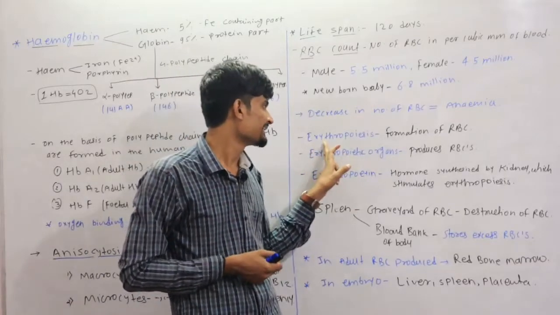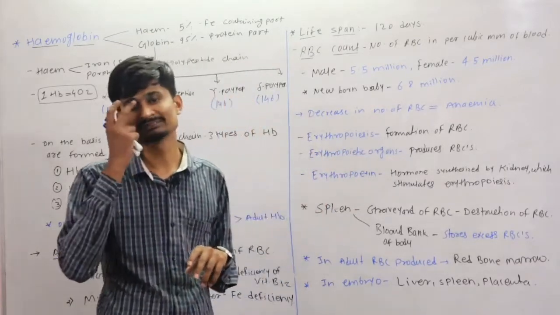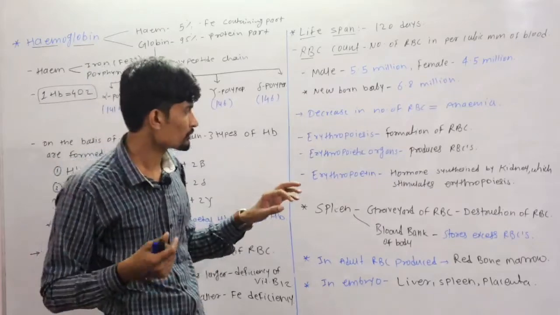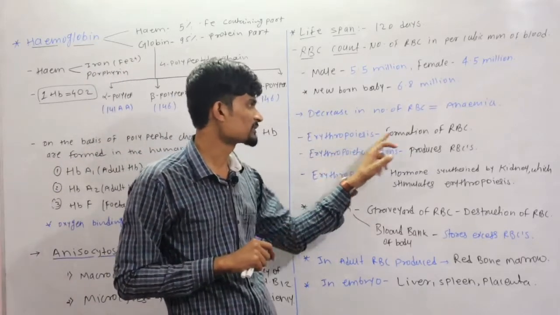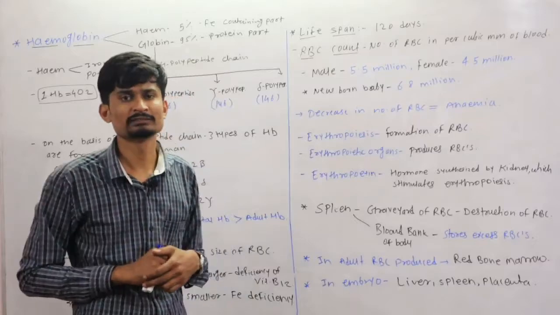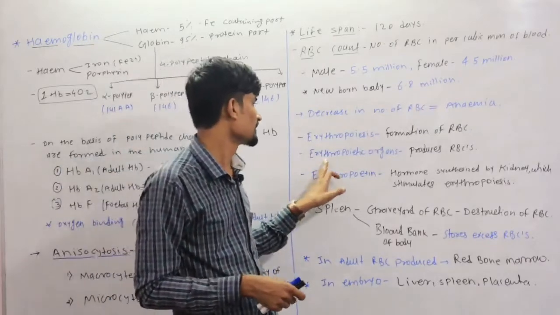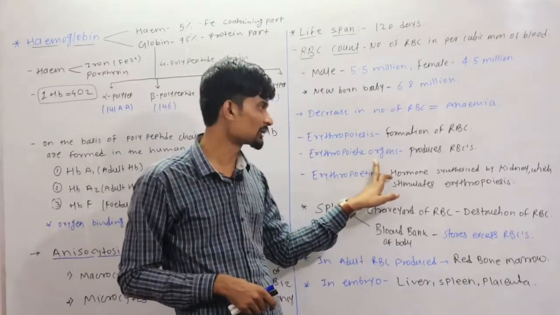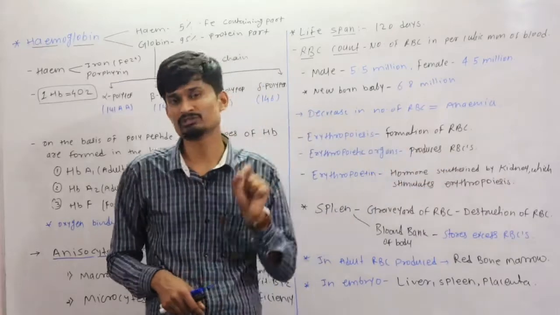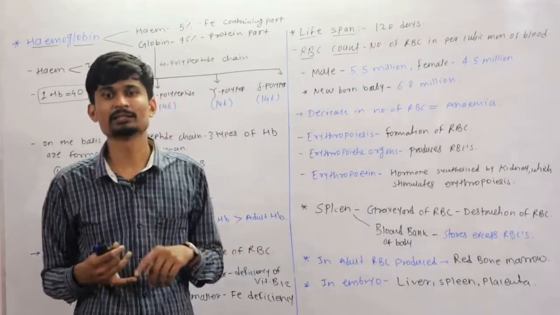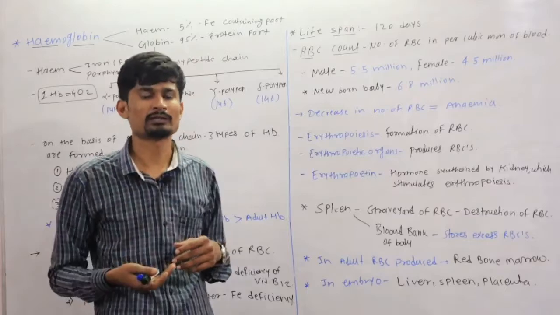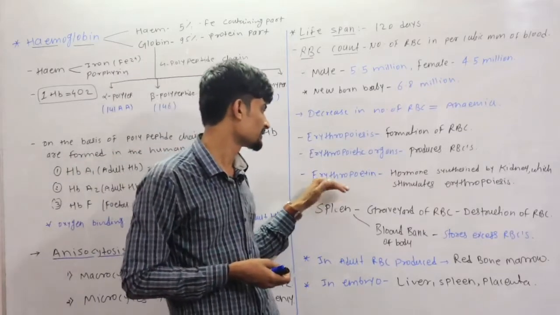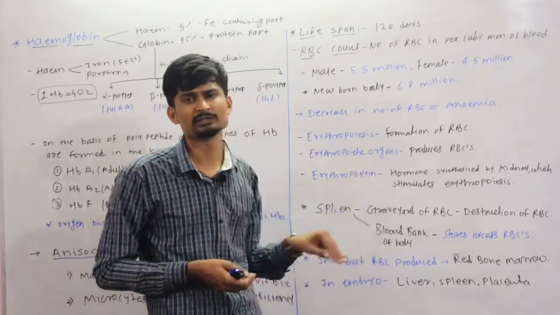Next terminology, erythropoiesis. Erythros means the red, means red cells, so erythrocytes. So erythropoiesis means formation of RBC. That term is called as erythropoiesis. Erythropoietic organs means the organs which produce the RBCs. The erythropoietic organs are liver, spleen, red bone marrow.